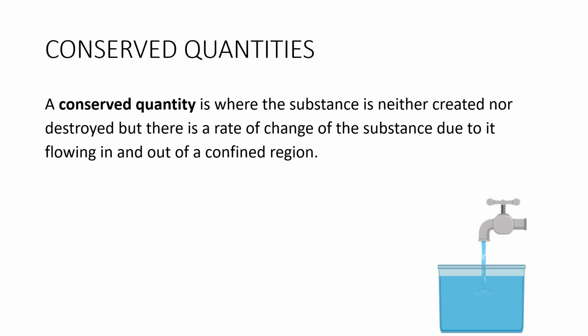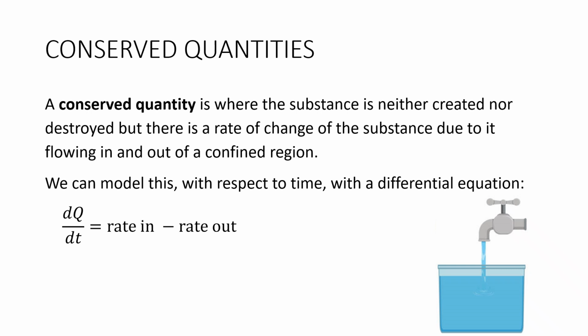Okay, this is our last example of applications of differential equations, and it's called conserved quantities. A conserved quantity is where the substance is neither created nor destroyed, but there is a rate of change of the substance due to it flowing in and out of a confined region. And this is how we model it. So with respect to time, we have the quantity Q, and the rate of change is equal to the rate in, take away the rate out.